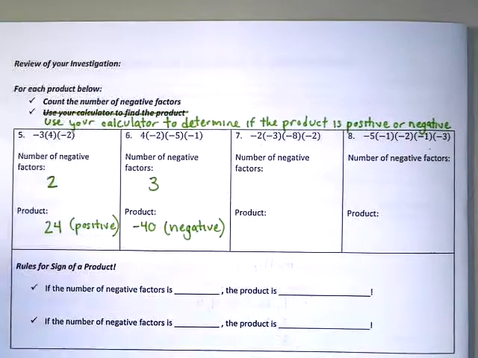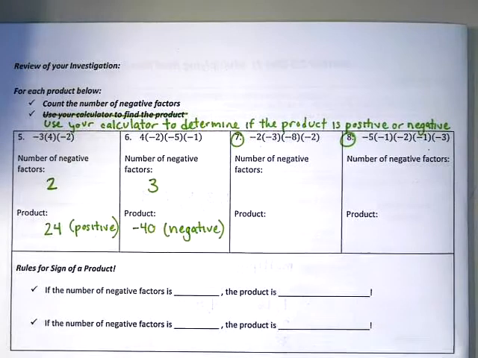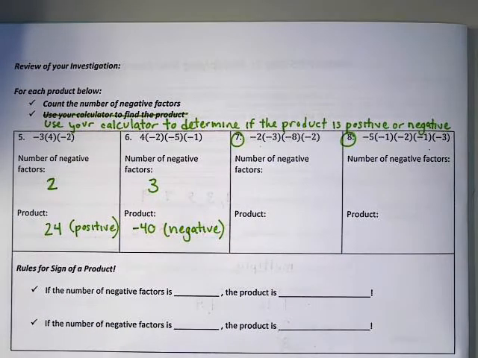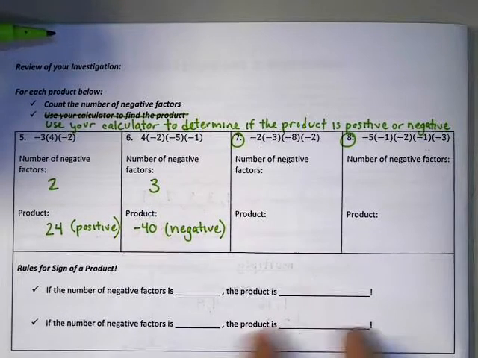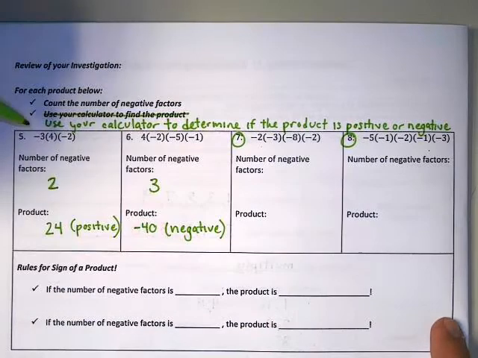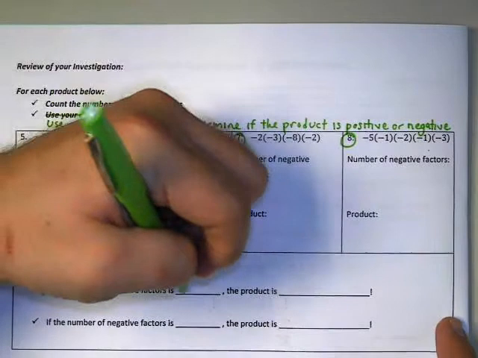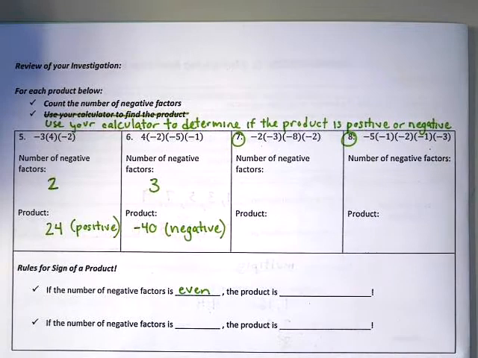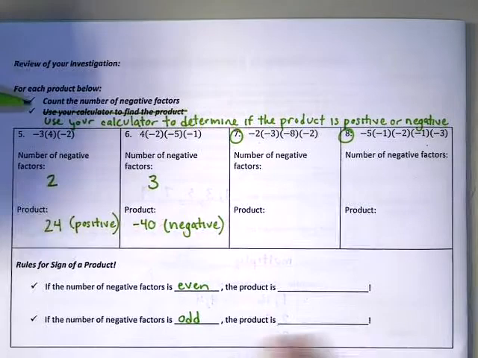So at this point, I would want you to try 7 and 8 on your own. And then I want you to think about what we would fill in the blank with, okay? If the number of negative factors, or the number of negatives, is even, well, then there's a rule. And if the number of negatives is odd, well, there's a different rule.